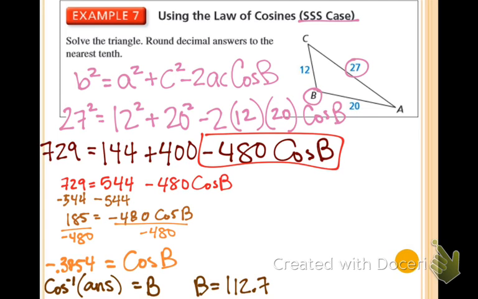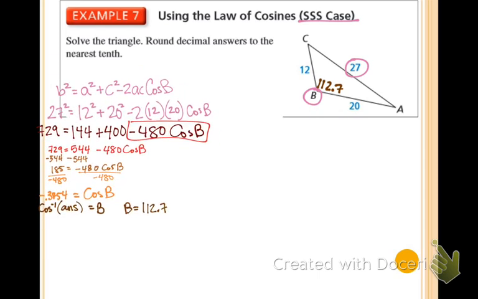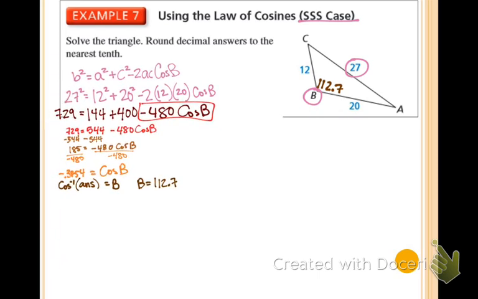All right, after this, do we have a known side? When we have a known side, what do we use? The first one, law of sines. We are not done. So we're going to use that. What angle would we like to solve for? Sure, let's find angle A.